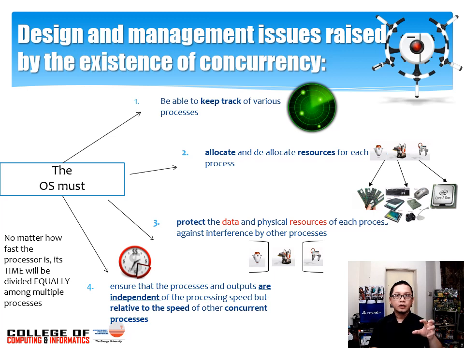Because, for example, in the time sharing system, you remember that all the CPU time is divided equally among active processes. So if you have 10 processes, the CPU time must be given equally to those 10 processes. So it doesn't rely on the speed of the processor, but it relies on how many processes are actually being processed by the CPU. So as future designers of operating systems, you must remember these four conditions.